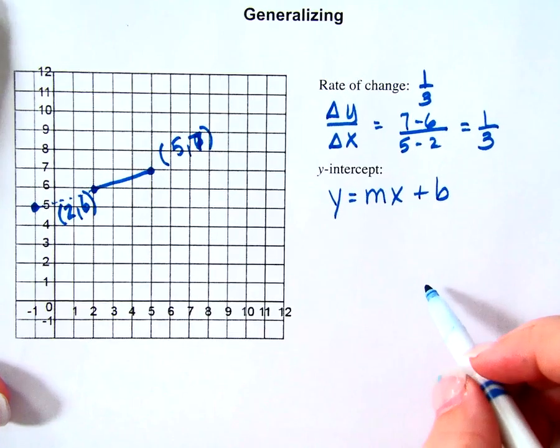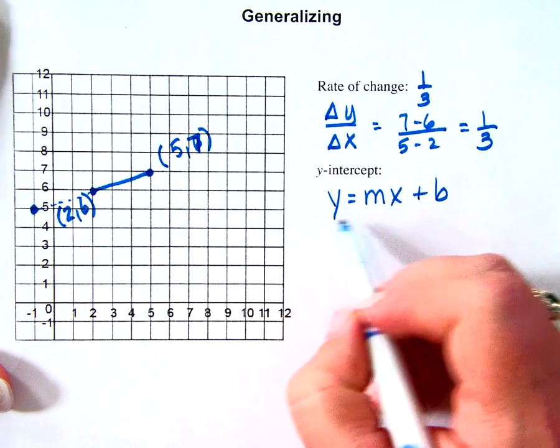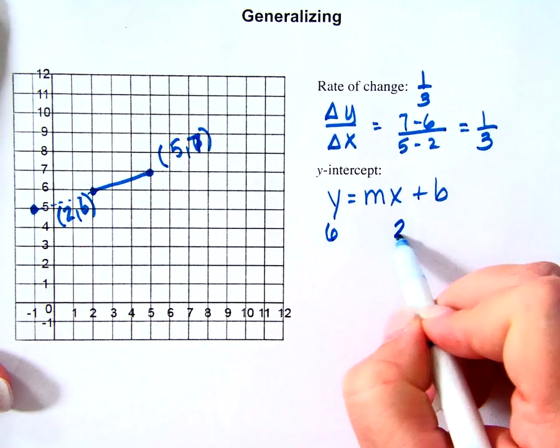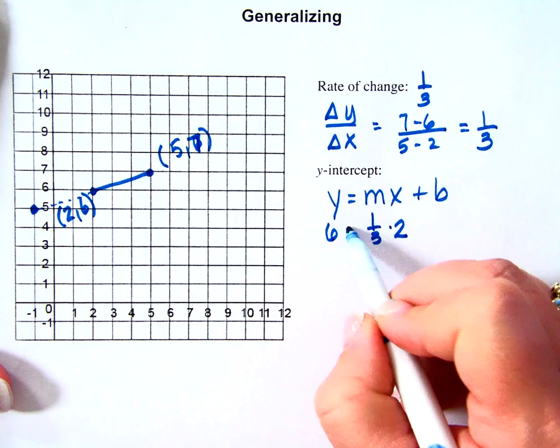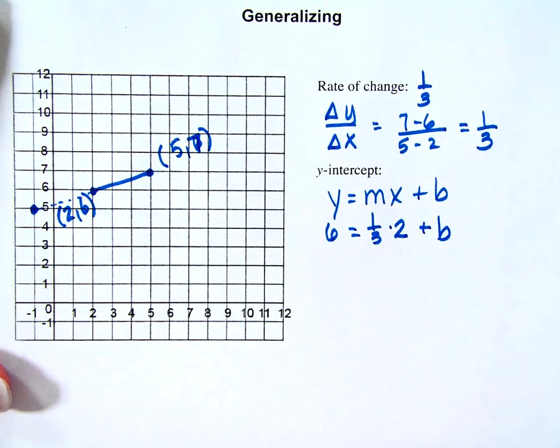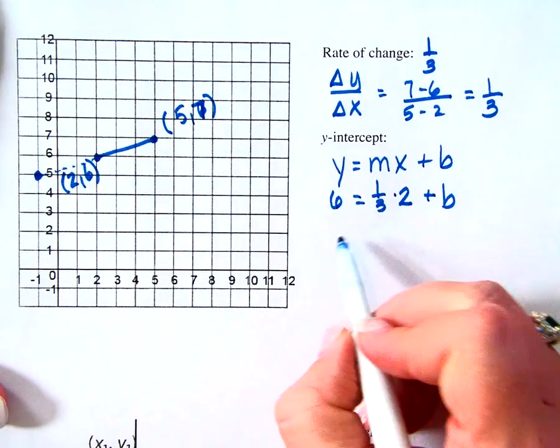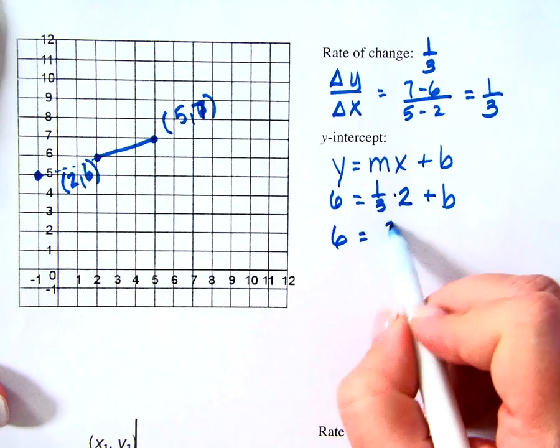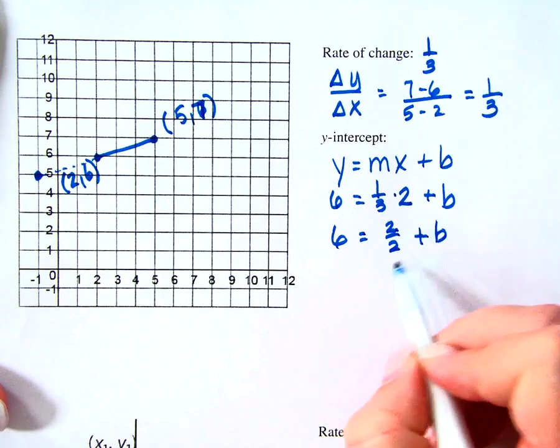I can use this, can't I? I know a point. That's a 6. That's a 2. I know my slope is 1/3. Can I solve for b? Do I have enough information? Yes? So do this with your line, whatever your line is. I'm going to finish it out with my line.